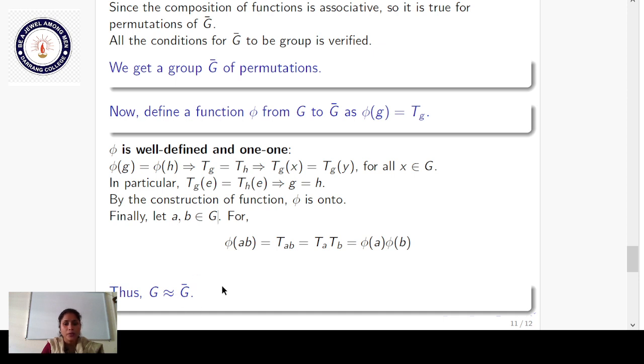For this class I will conclude here. We have to discuss different properties of isomorphism, and we need to consider some other examples also. That part I will discuss in the next video.